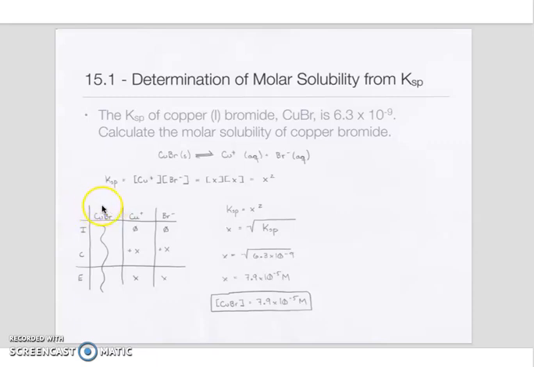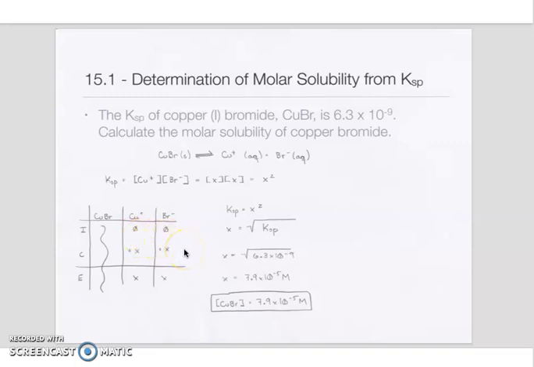The first one I have is my copper bromide. It's a solid, so it's not going to play a role in my equilibrium expression. So I can really just cancel out that first column completely. The next column, I have my copper plus ion, and in my last column, I have my bromide minus ion. The initial concentration of these ions is 0 because initially I haven't thrown my salt into solution yet, so I just have water as a solvent. So my initial concentrations are going to be 0 and 0.